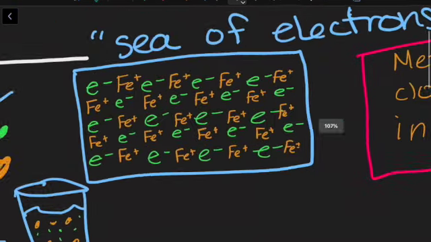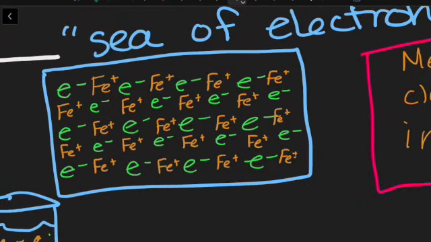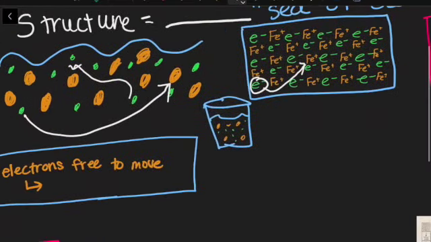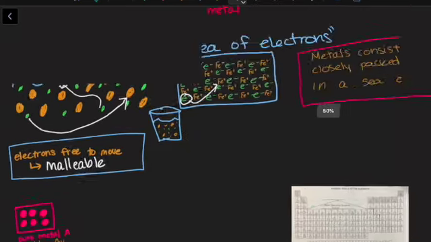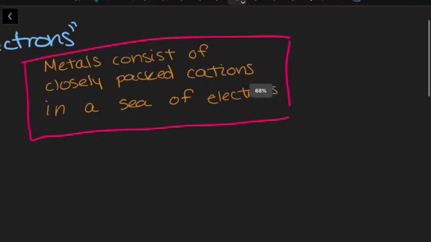If you were to write it out as actual symbols, you would see something a little more like this. It looks very organized, but any of these can move at any time. That's what makes metals malleable. Not sure how to spell it, but that's pretty close. So you should write this: metals consist of closely packed cations in a sea of electrons.